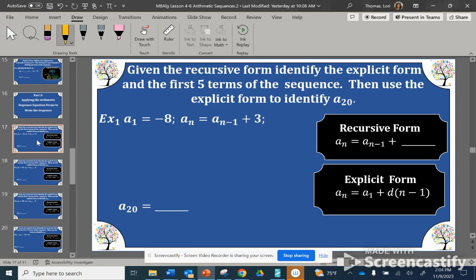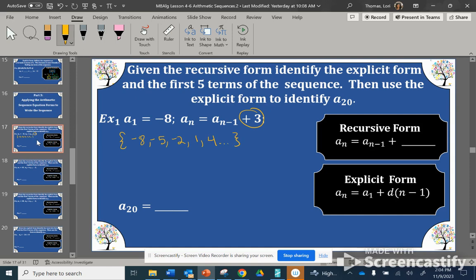So first of all, our first term is -8. The recursive definition says to get from term to term, let's add 3. So -8 plus 3 is -5. -5 plus 3 is -2. -2 plus 3 is 1. 1 plus 3 is 4, and on and on.